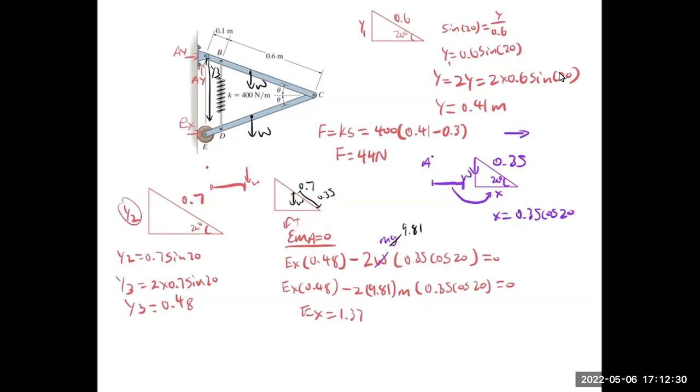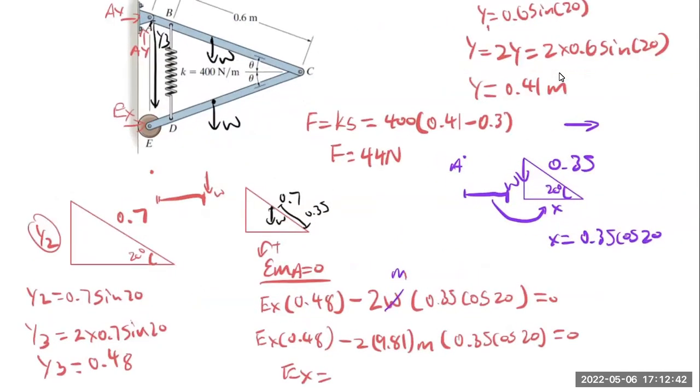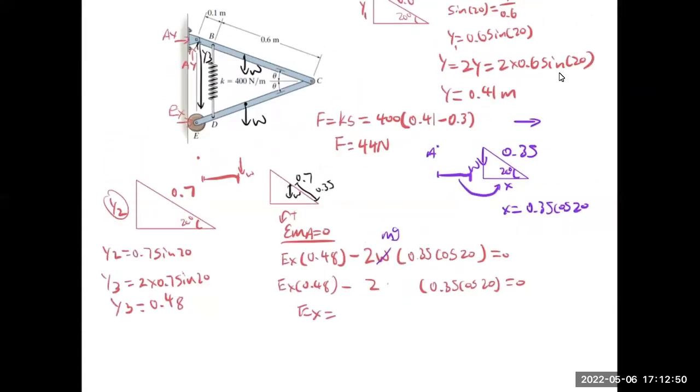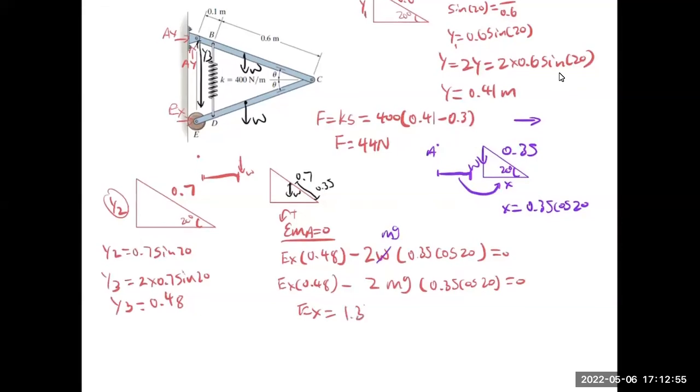Hold on. Let's keep that g right there as of right now. So we get E will be equal to 1.37 mg. Okay, let me keep that as of right now.